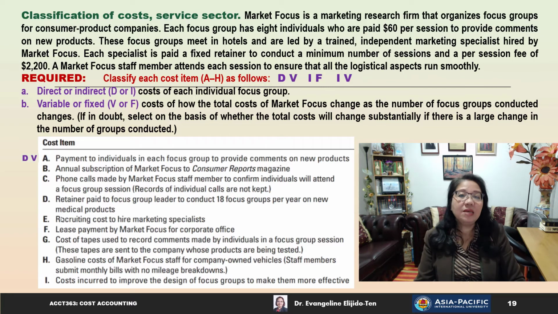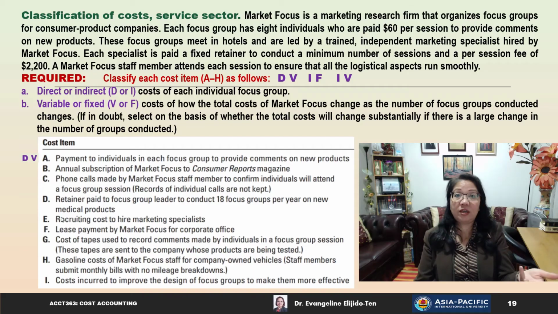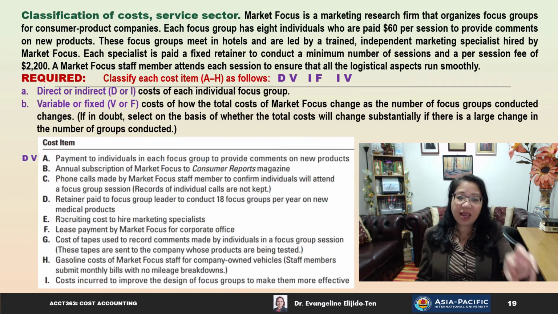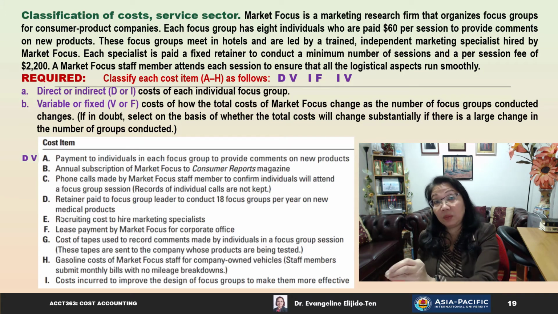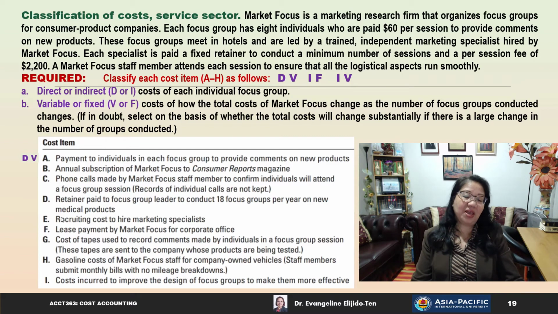Let's go to letter B. Annual subscription of Market Focus to Consumer Reports magazine. All right, so when you have a subscription to a magazine, would that be variable or fixed? It's actually fixed for the entire period, isn't it? So that is definitely a fixed cost. But is it direct or indirect? Can we directly trace this subscription to each focus group? No, we can't, can we? So therefore, it is indirect. So it's indirect and fixed.